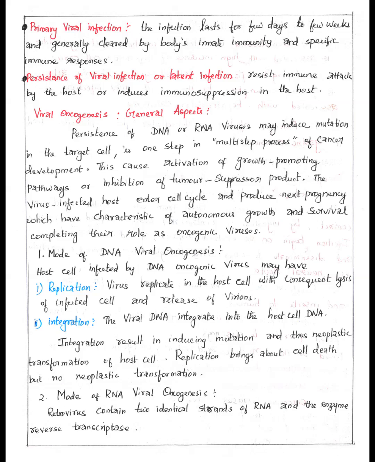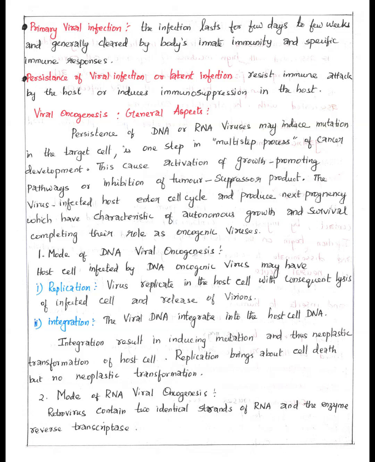The persistence of DNA or RNA oncogenic virus induces mutation in the target cell. This causes activation of growth-promoting pathways or suppresses tumor-suppressing pathways. That is, it activates proto-oncogenes and suppresses anti-oncogenes. The cells of the virus-infected host enter the cell cycle. This is transmitted to the next generation. These oncogenic viruses have the characteristic to grow on their own without any attack by other carcinogens.